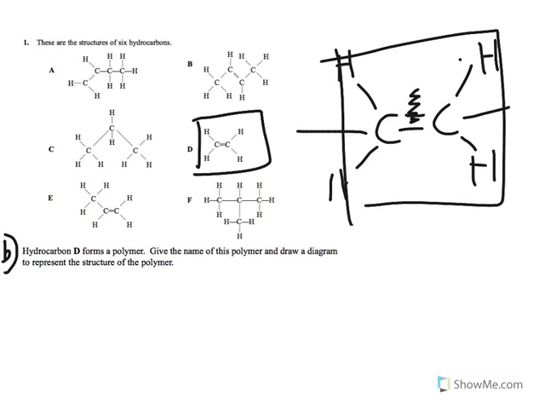This process goes on until you make long-chain polymers. So with a polymer, one of the double bonds must be broken in the central part, and it needs to extend out. Okay?